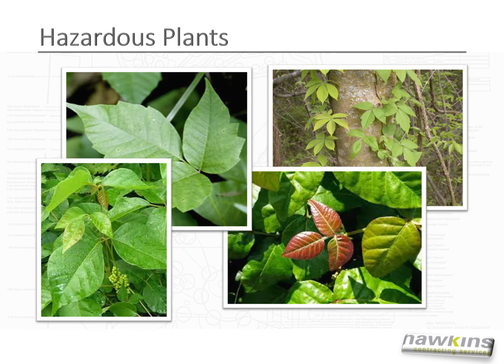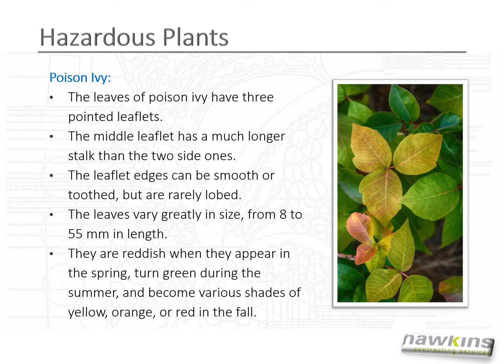The first hazardous plant that we will be discussing is poison ivy. The leaves of poison ivy have 3 pointed leaflets. The middle leaflet has a much longer stalk than the 2 side ones. The leaflet edges can be smooth or toothed, but are rarely lobed. The leaves vary greatly in size, from 8 to 55 millimeters in length. They are reddish when they appear in the spring, turn green during the summer, and become various shades of yellow, orange, or red in the fall.